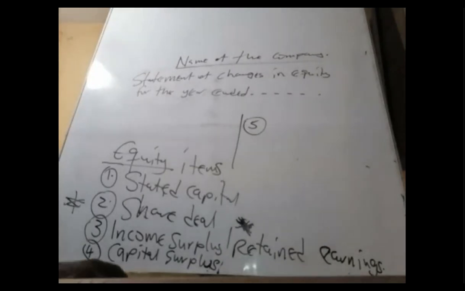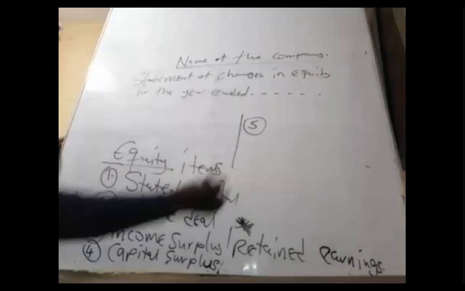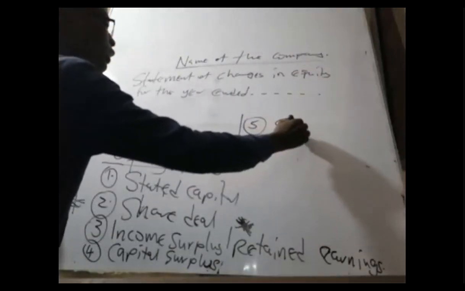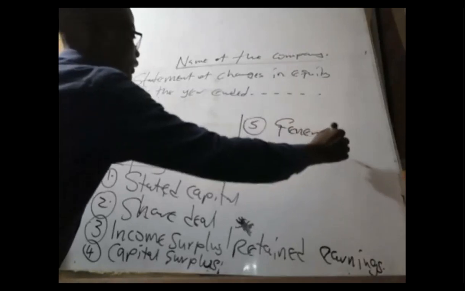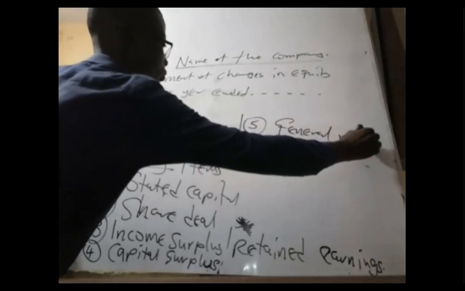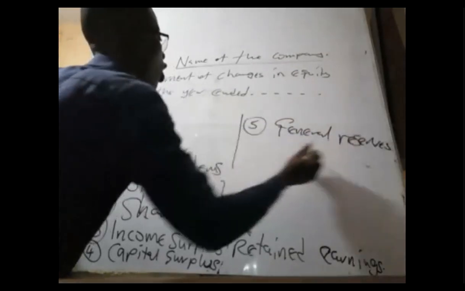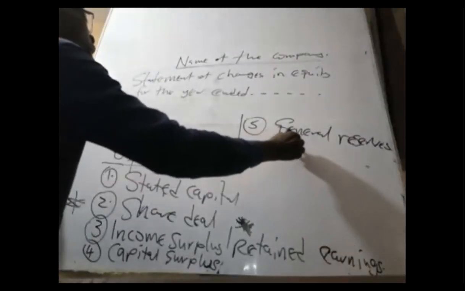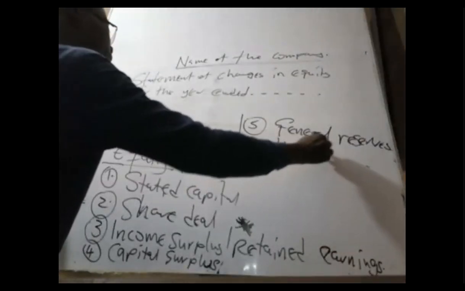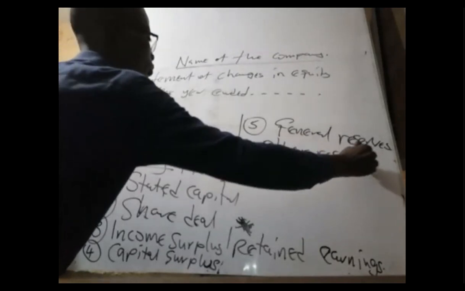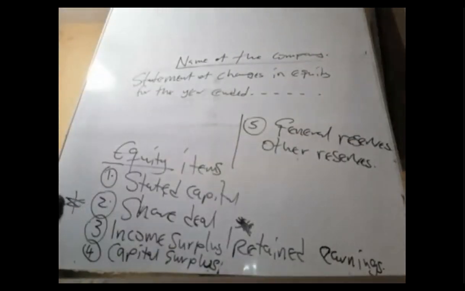Item number 5. We also have what you call other reserves or general reserves. So take note.